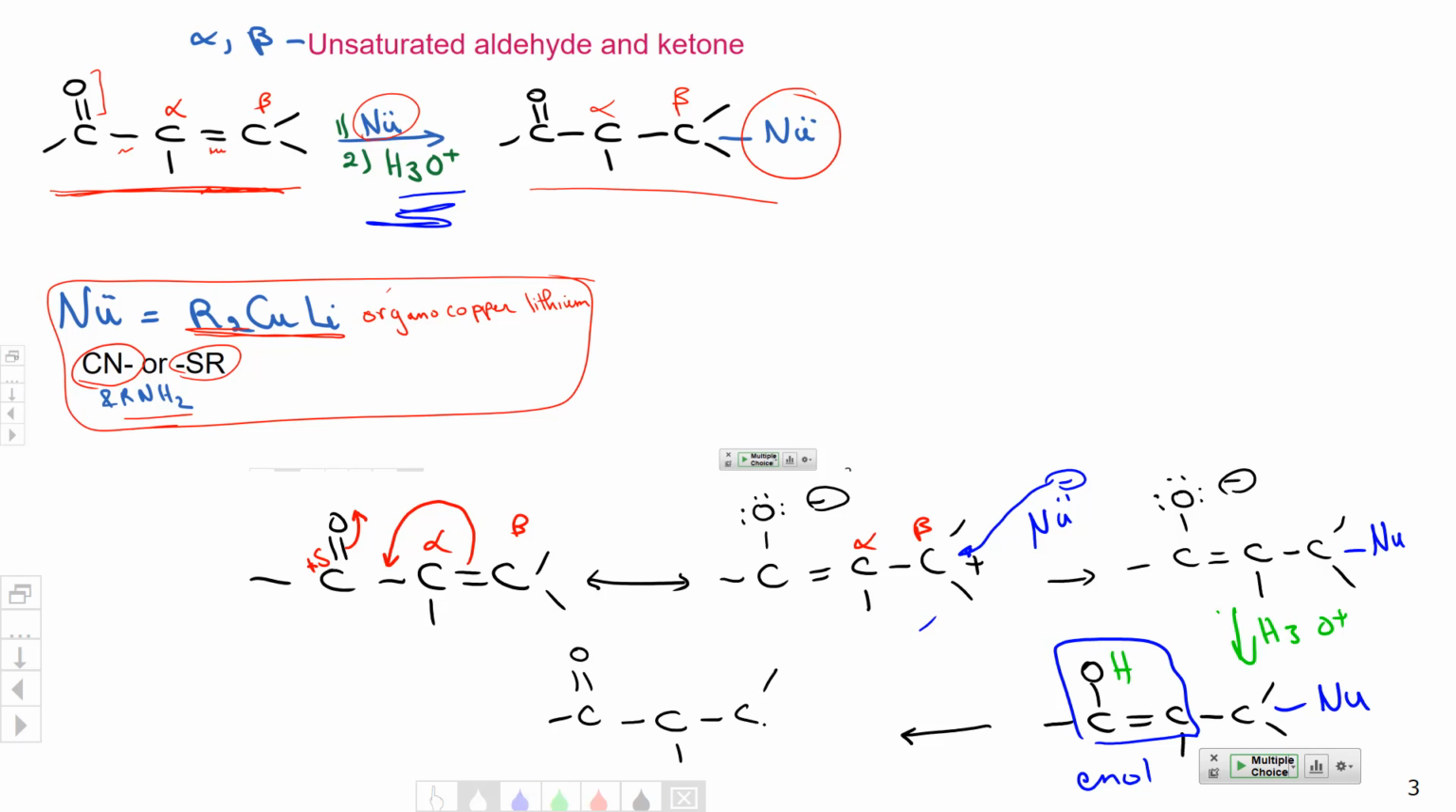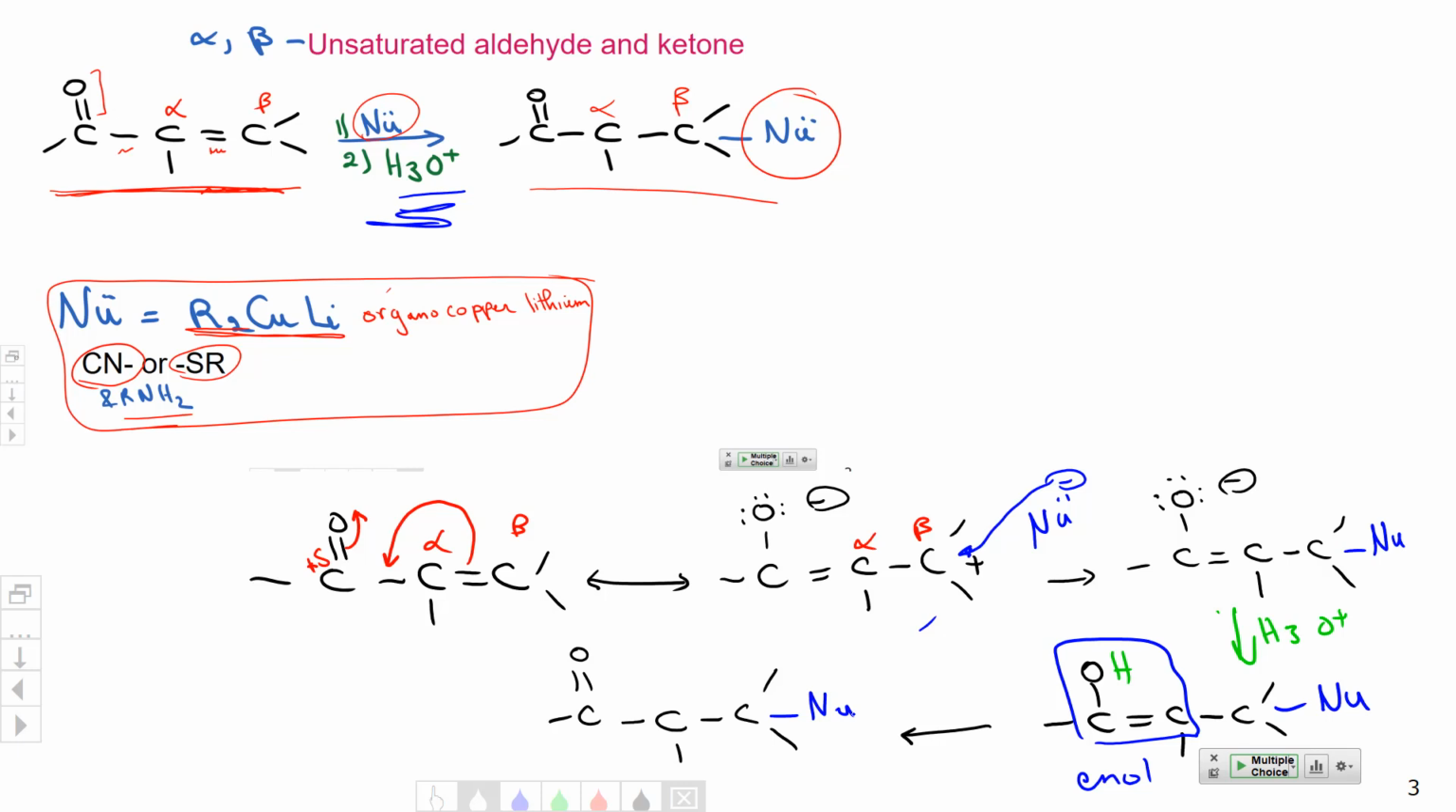Later on, when we get to the chapter that is related to that, I'm going to discuss with you where that comes from. In other words, when I have an alpha beta unsaturated ketone and one of the nucleophiles that I listed, organocopper lithium, CN minus, sulfide minus, or RNH2, those are going to end up on the beta. The C double bond C is not there anymore. Now it is in the enol form that goes to the keto form.